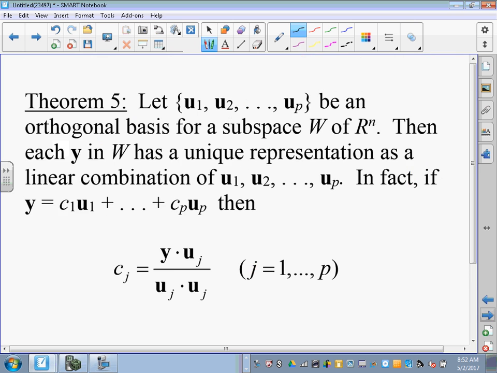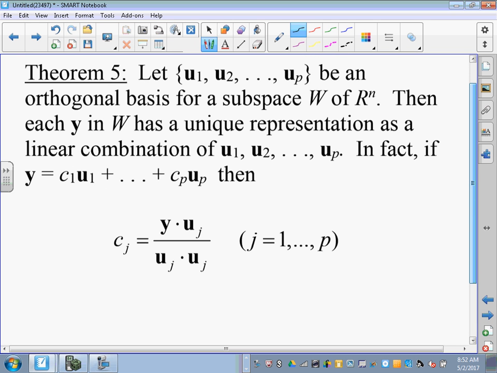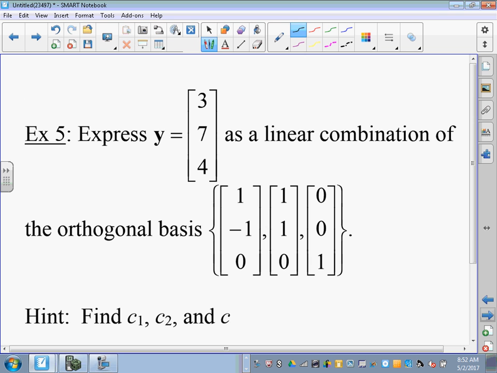And so what we did last class is, well, there is that formula, right? Whichever number you want. j is going from 1, j can be any number between 1 and p, inclusive, right? So we just replace those. So that is that theorem. But it has to be an orthogonal basis, and I'm saying that for lots of reasons. Okay? So express y as a linear combination of the orthogonal basis. And that is the exact same thing that we've been doing before.